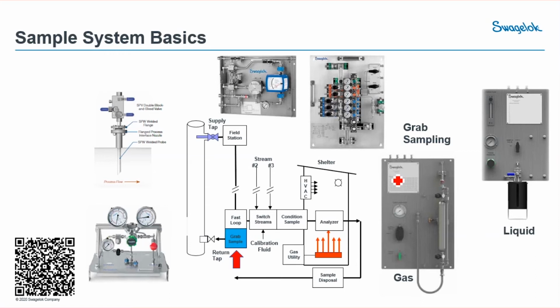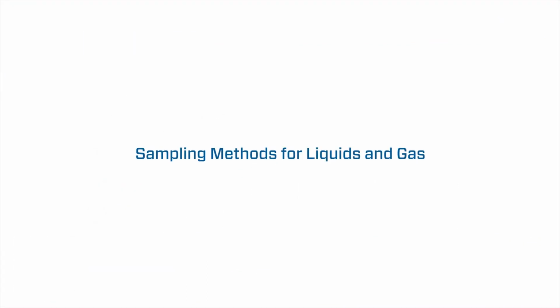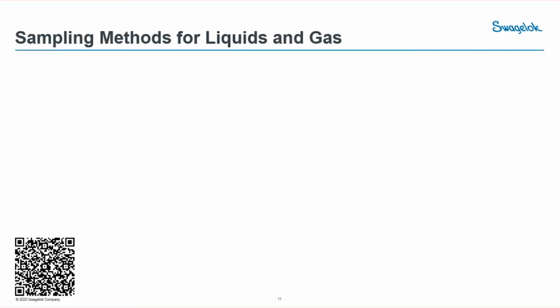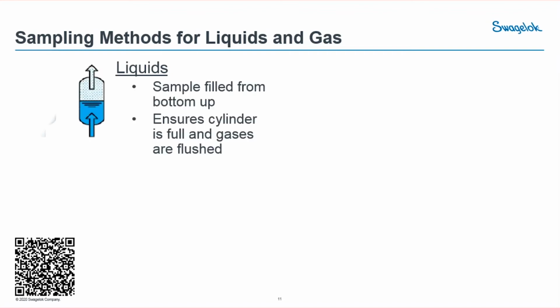But we typically have two major types of design or principle of sampling for grab sampling. One, of course, being gas and the other being liquid. For grab sampling, gas and liquid basically have two different ways of sampling, right? So for liquids, we typically need to sample a sample cylinder from the bottom up. The reason is that when you sample from the bottom up, you actually allow any gas that's in the sample cylinder to be flushed out, right?